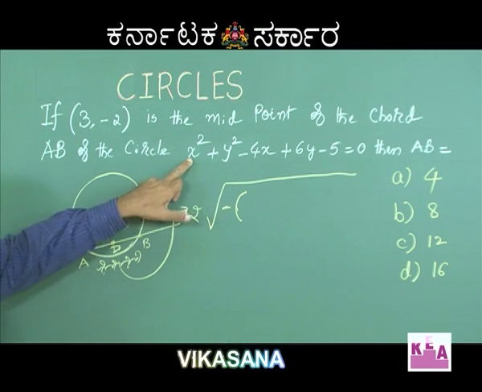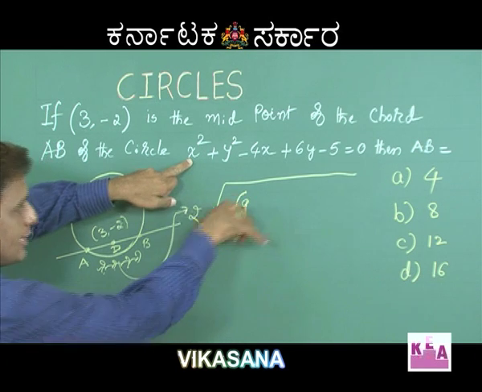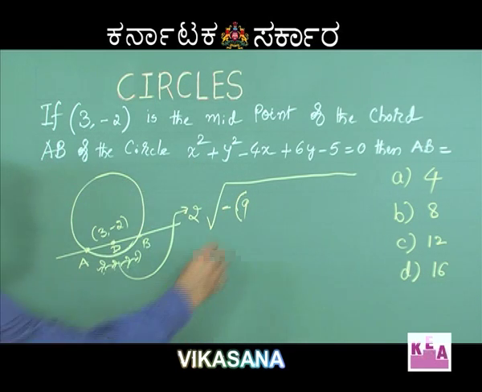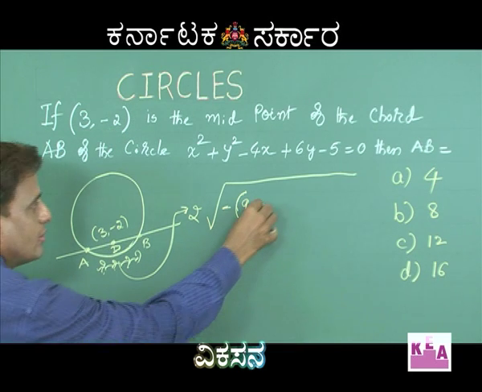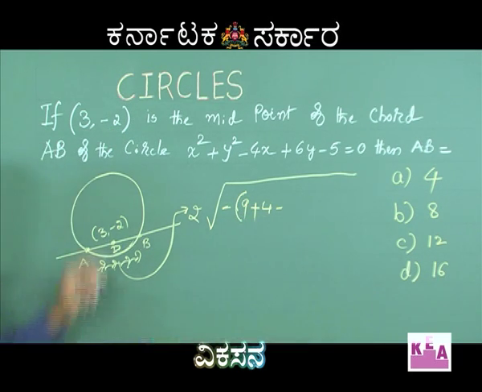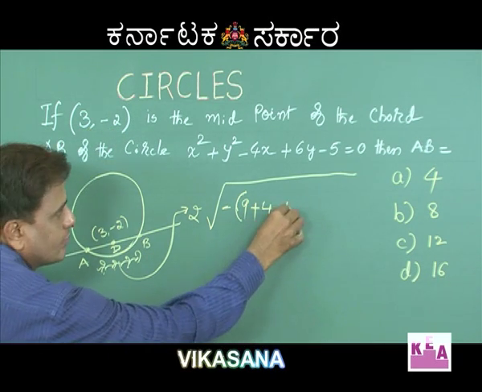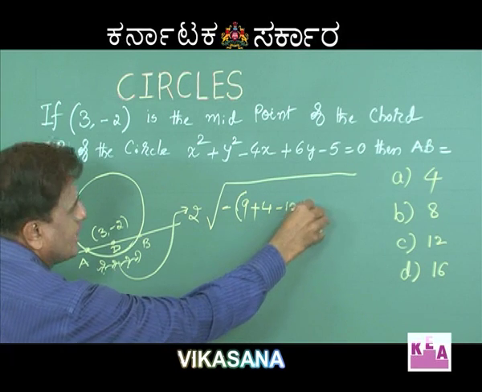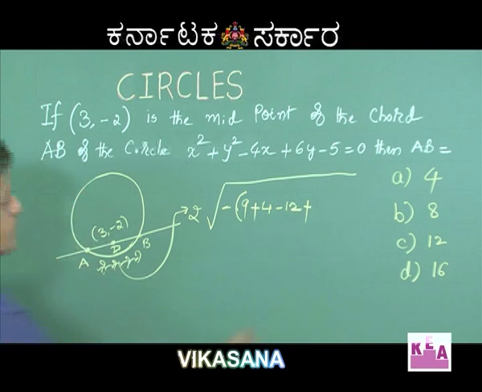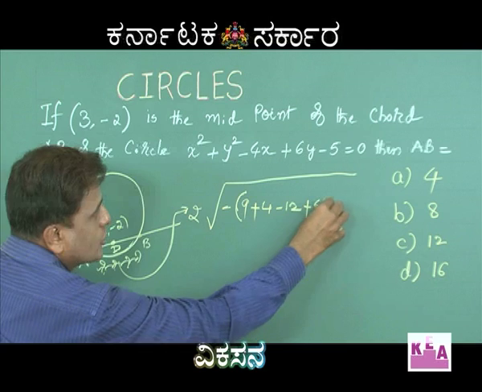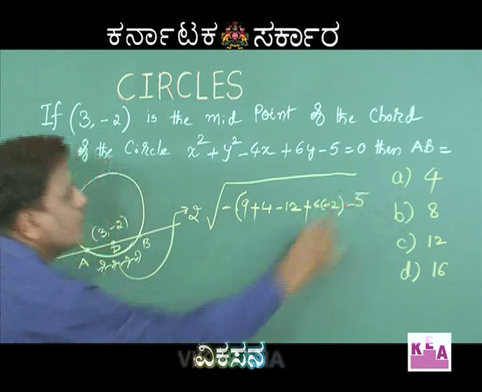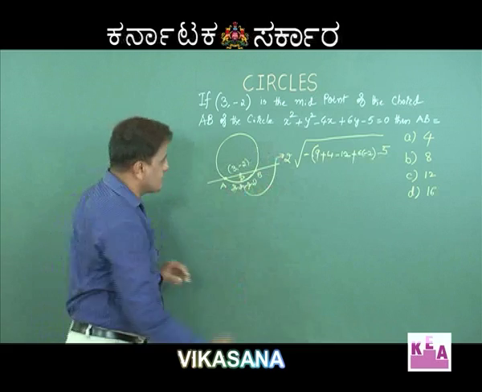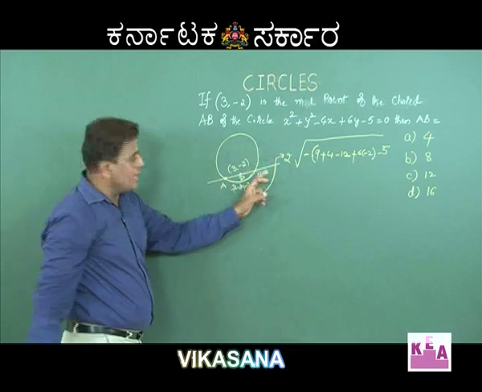In the place of x, 3 square is 9, plus y square, minus 2 whole square, 4, minus x value 3, 12, plus 6 into minus 2, and after that minus 5. Again I will write this step here, better just for clarity.